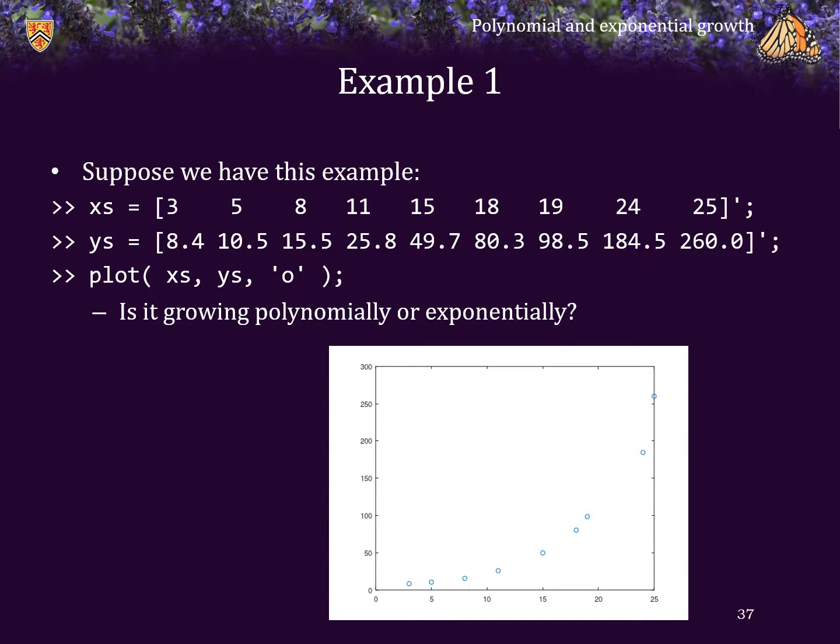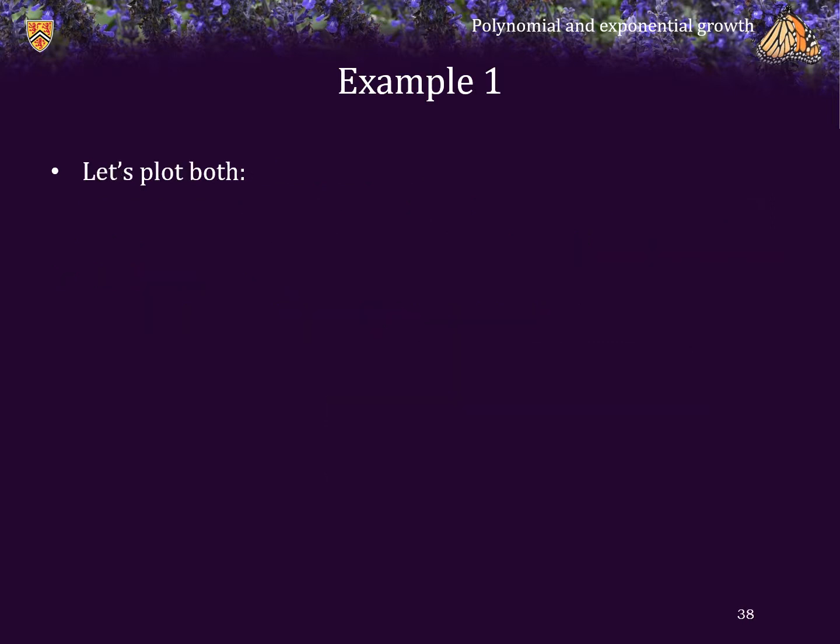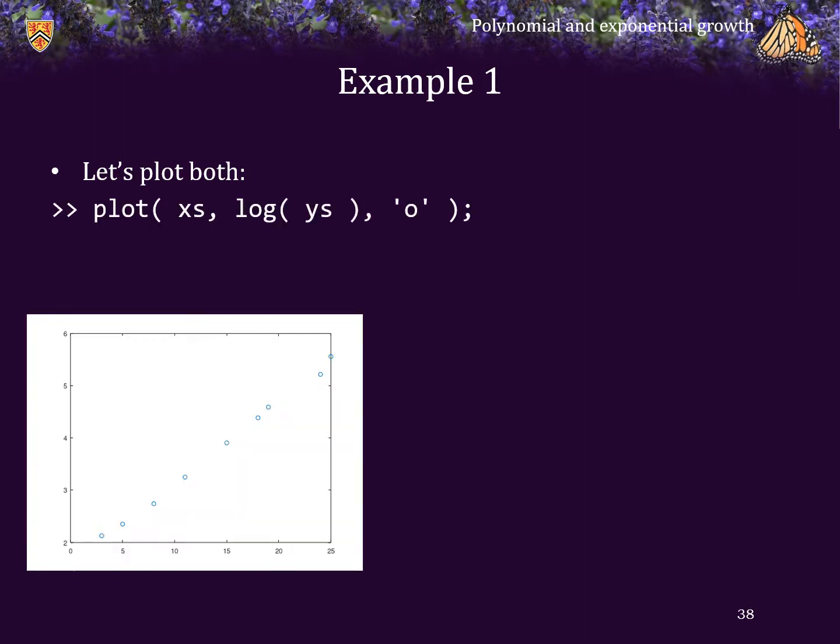Well, let's find out. Let's plot both a semilog and log-log plot. Starting with the semilog plot, we see this. Now, taking a look at this, it does appear that the points do indeed fall on approximately a straight line. Remember, this data does have noise.